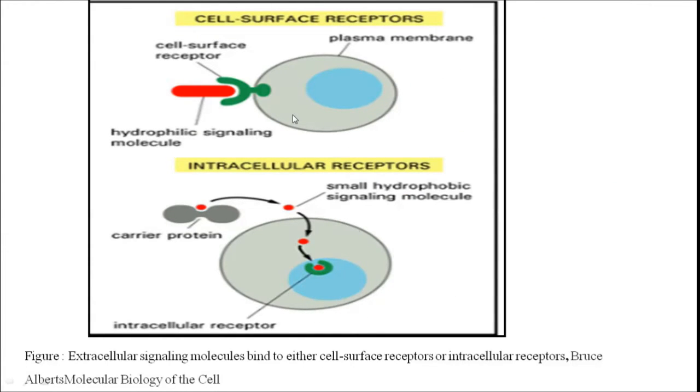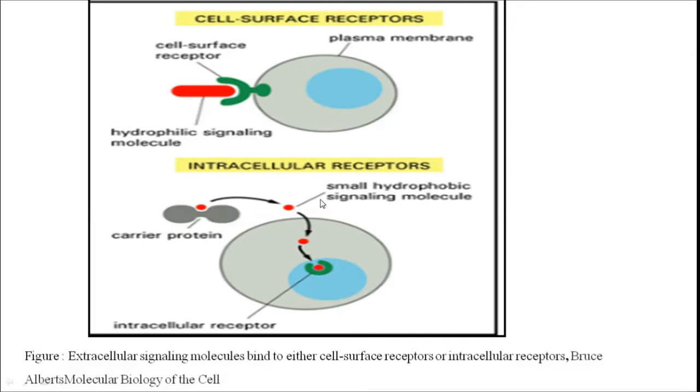The two modes of cell signaling. First is the cell surface receptors. Here you can see the cell surface receptor, which binds the signal from the signal-producing cells. These are hydrophilic molecules and are unable to cross the plasma membrane, and therefore they bind to the receptors which are mainly expressed on the plasma membrane of the target cell. In this case, direct cell to cell interaction will be there.